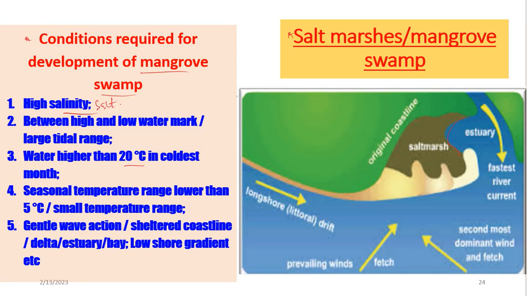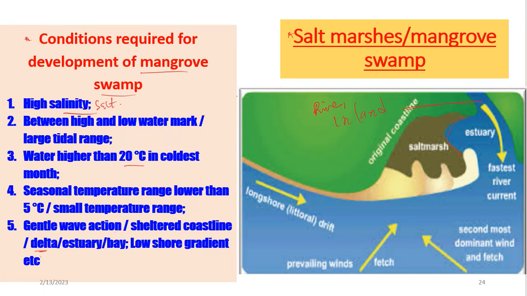It has a seasonal temperature range lower than 5 degrees Celsius, so a small temperature range, and it has gentle wave action. The sheltered coastline does not have a lot of high tide waves. It usually forms around sheltered coastline where you can also have things like deltas. So it's usually an area where fresh water from inland comes in, more like a river.